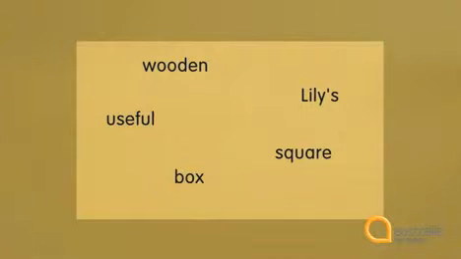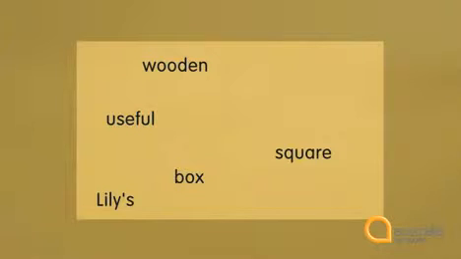There are, of course, a few exceptions to these rules, but it's important that you learn them and practice them whenever you can. Have a look at these words and see if you can turn them into a phrase. Wooden, square, useful, box, Lily's. Well, box is the noun, but what comes first? The determiner. Whose box is it? It's Lily's box. So Lily's comes first.